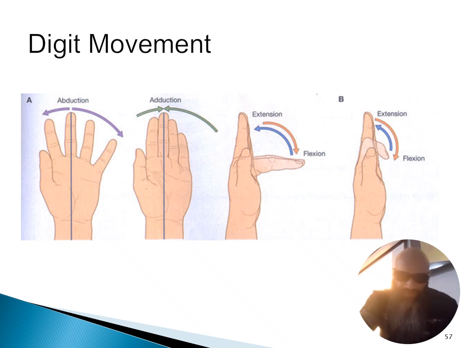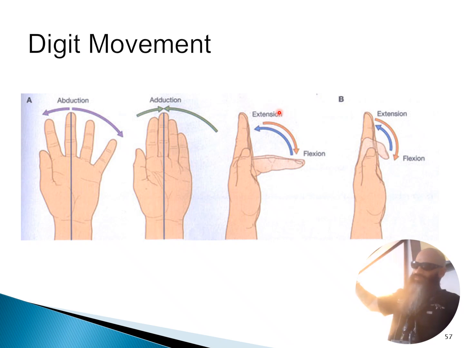Digit movement. I think we went over this already. Remember abduction, going away from the midline. There's a midline right down the long finger or middle finger. See that? This line right there. So you're moving away from that. That's abduction. Going away from it. Adduction, I'm going towards it.